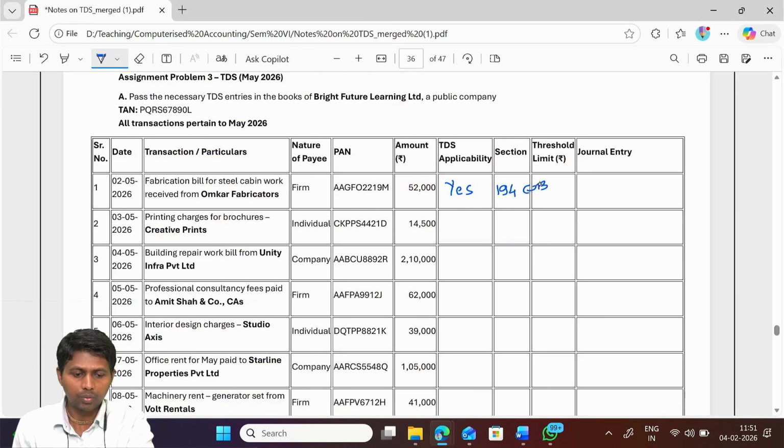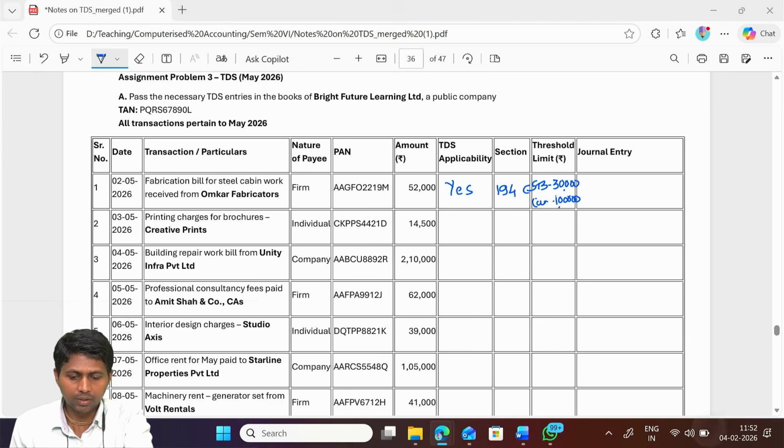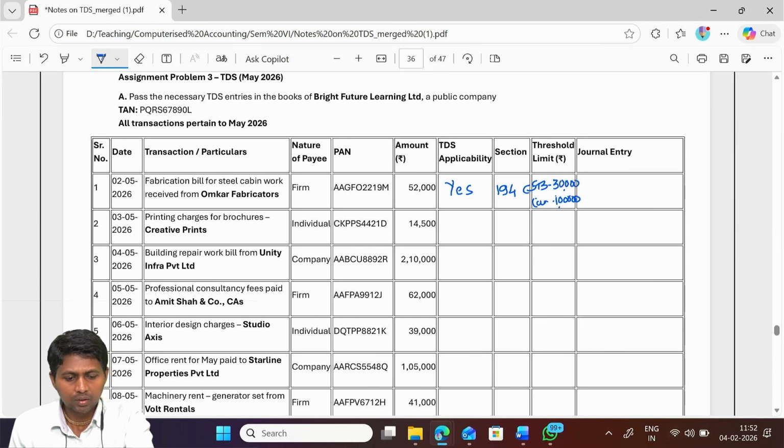And then threshold. Now write single bill 30,000, and then here cumulative 1 lakh. Less space, but you can write. And then the journal entry. Now the journal entry, you know the basic journal entry. You have already written so many entries in 11th standard, 12th, and in every class. The same entry will come, but now with TDS. Without TDS, I think you are able to tell me the entry.